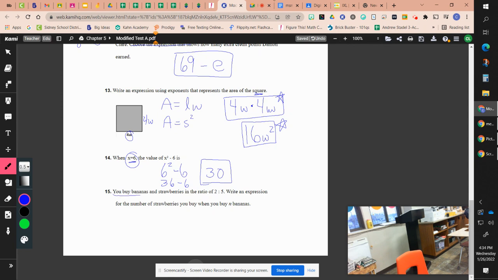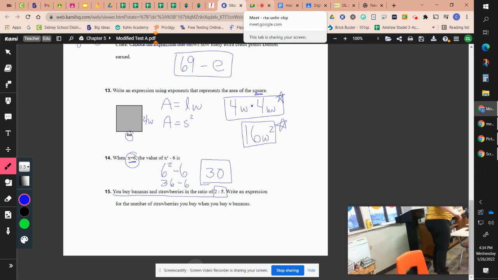Then it says, you buy bananas and strawberries at the ratio of 2 to 5. Write an expression for the number of strawberries you buy when you buy n bananas. So let's think about that for a second.